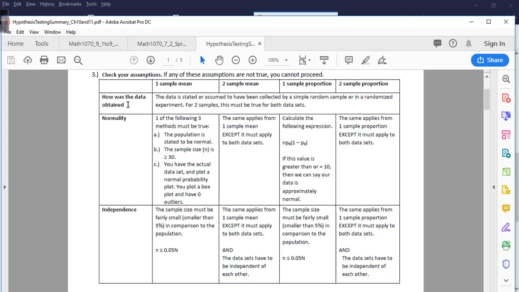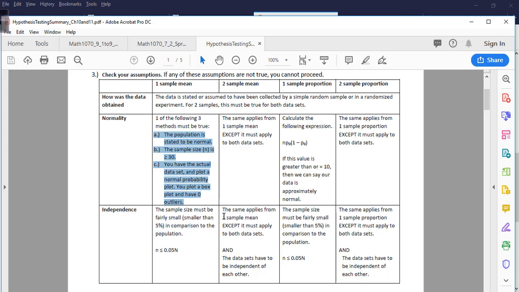The way you check for normality, once again, depends upon, is this a mean problem or is this a proportion problem? If it's a mean problem, you have three different ways that you can check, but only one has to work. If one of these works, then you say your distribution is normal. So either in the problem it's going to specifically state that the population is normal. If that's true, you don't need to check anything else. It doesn't matter. Or if they say nothing about the shape of the population, then you go on to B.